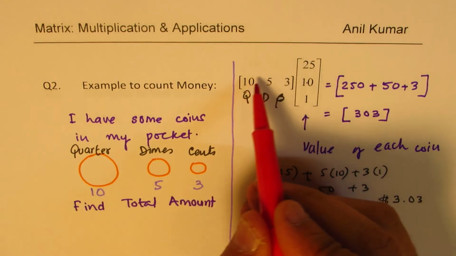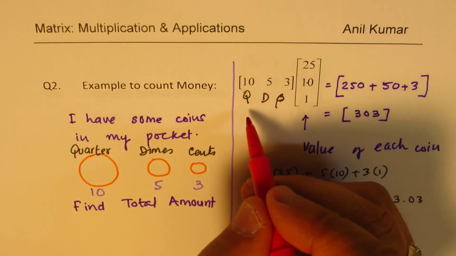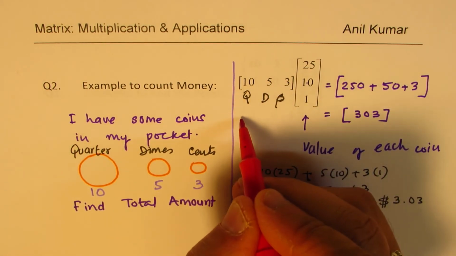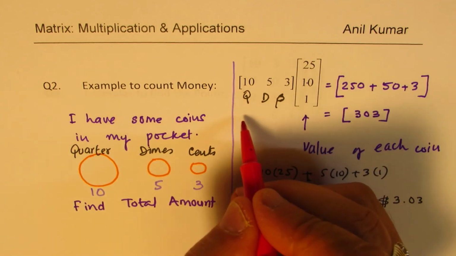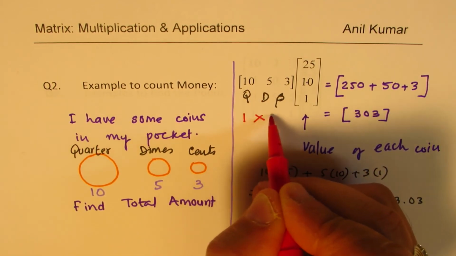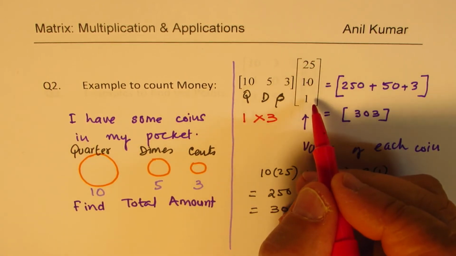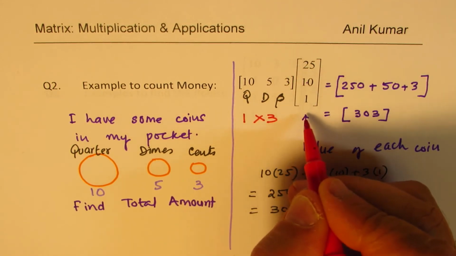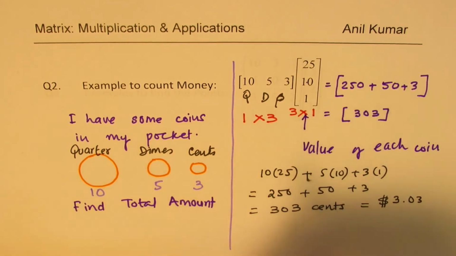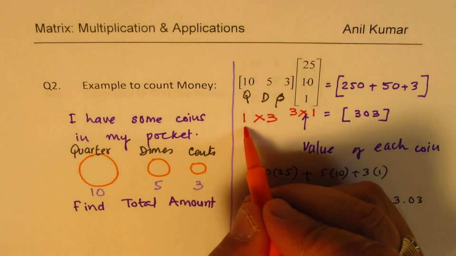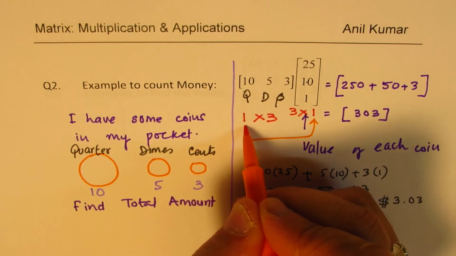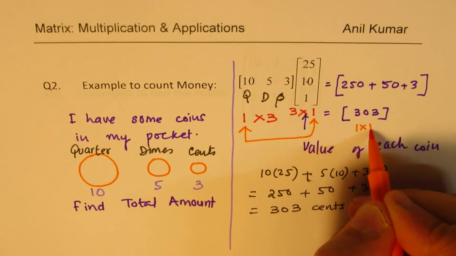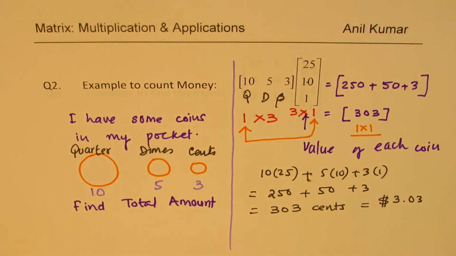See, this one was a matrix. What type of matrix? What is the dimension of this? It has only 1 row but 3 columns. And this one has 3 rows and 1 column. So when you combine, what do you get? You get 1 by 1. And here you have 1 by 1 matrix. Do you see that result? So that is how we could actually multiply matrix in many situations.